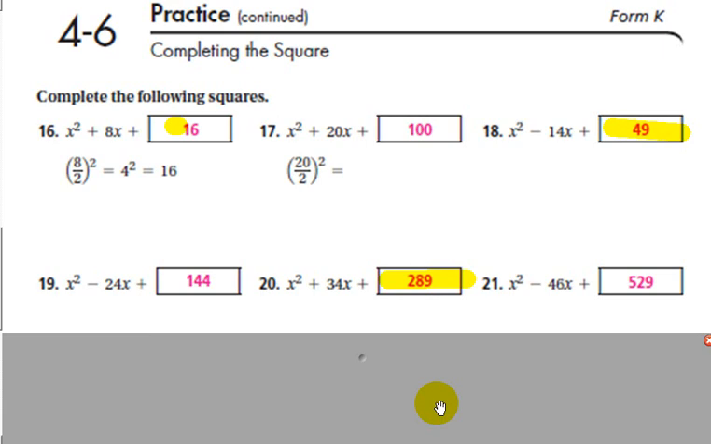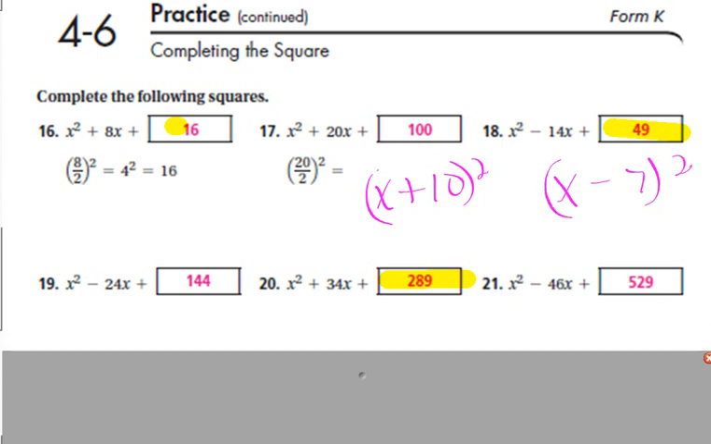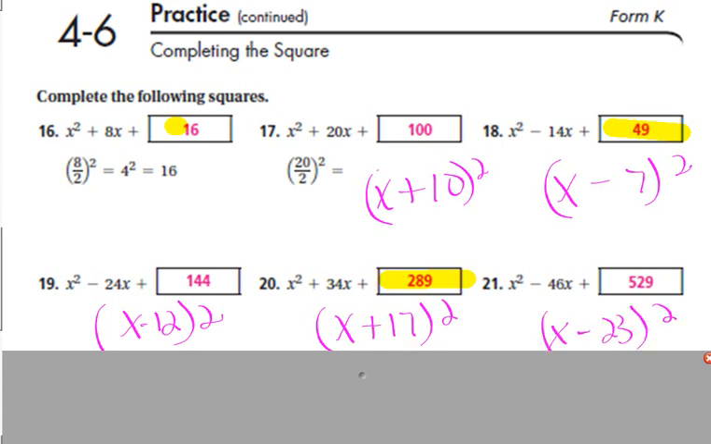Now, if you were to rewrite all of these as a perfect square binomial, you would go x plus 10 squared and this one would be x minus 7 squared. Everybody see that? And this one would be x minus 12 squared. This one would be x plus 17 squared. And this one would be x minus 23 squared. So in all of these, it's really just b divided by 2 right there. Right?